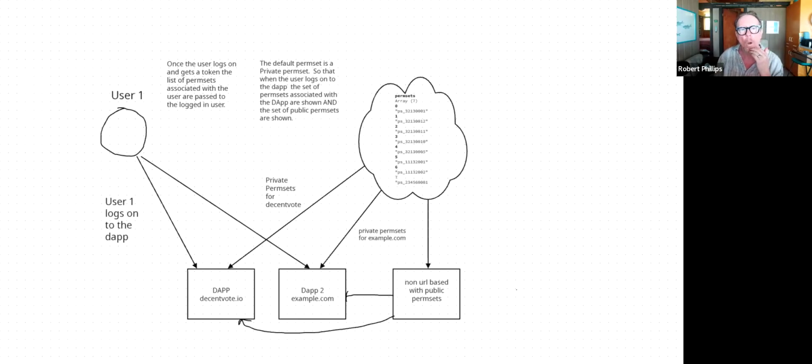So ultimately, when the user logs on, you get a token. And what happens is that the list of perm sets associated with the user are passed to the login user. And if you recall the decentvote.io explanation, actually, I'll probably show that to you again in just a couple minutes. But when the D app creates their perm sets, the default for those perm sets is basically private, right? So what that means ultimately is that when you log on, that list of perm sets is basically passed down to your D app.